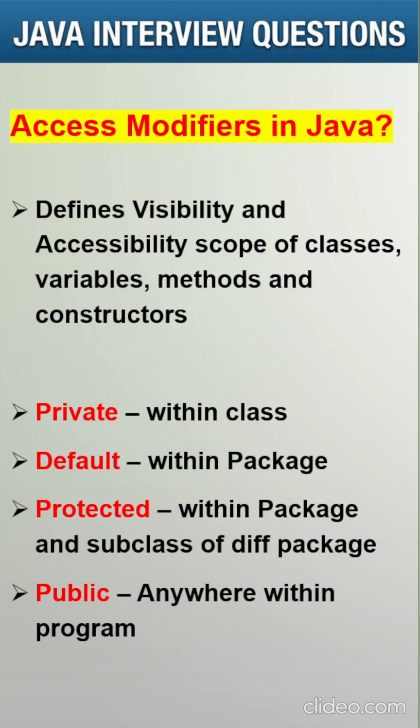Now talking about the applications of access modifiers, they are used for encapsulation, security, and controlled access. One thing we need to remember here: private and protected are not applicable for top-level classes. We can only use default and public.